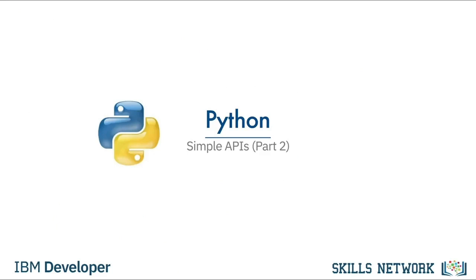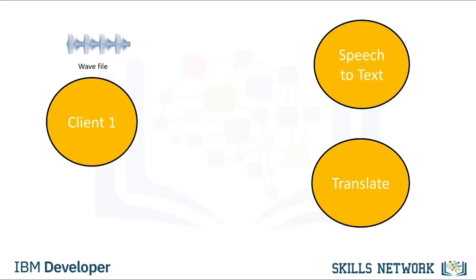In this video, we will discuss application program interfaces that use some kind of artificial intelligence. We will transcribe an audio file using the Watson Text-to-Speech API. We will then translate the text to a new language using the Watson Language Translator API. In the API call, you will send a copy of the audio file to the API. This is sometimes called a POST request.